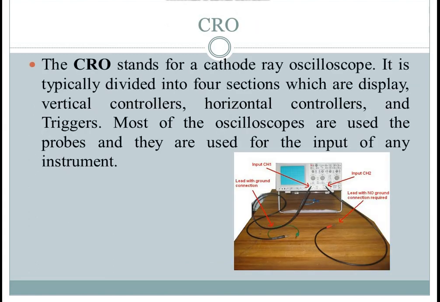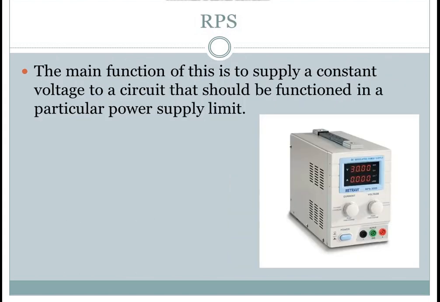CRO stands for cathode ray oscilloscope. It is typically divided into 4 sections which are displayed: vertical controllers, horizontal controllers and the triggers. Most oscilloscopes are used with probes, which are used for the input of any instruments. RPS: its main function is to supply a constant voltage to a circuit that should function within a particular power supply limit.